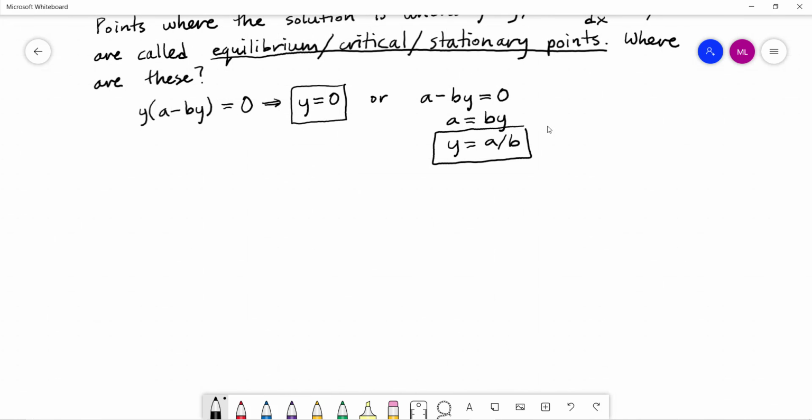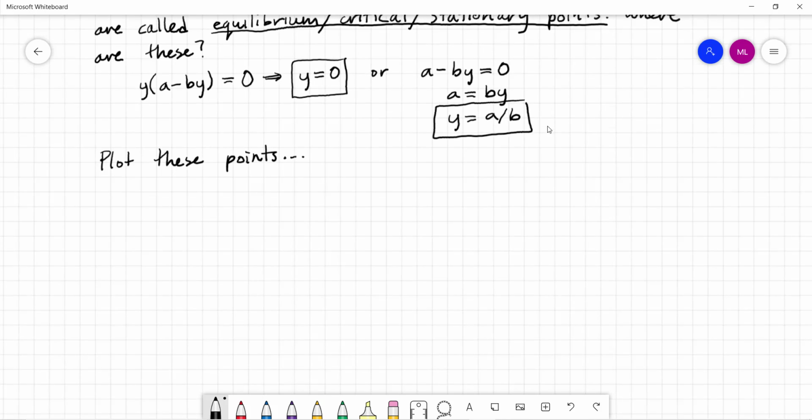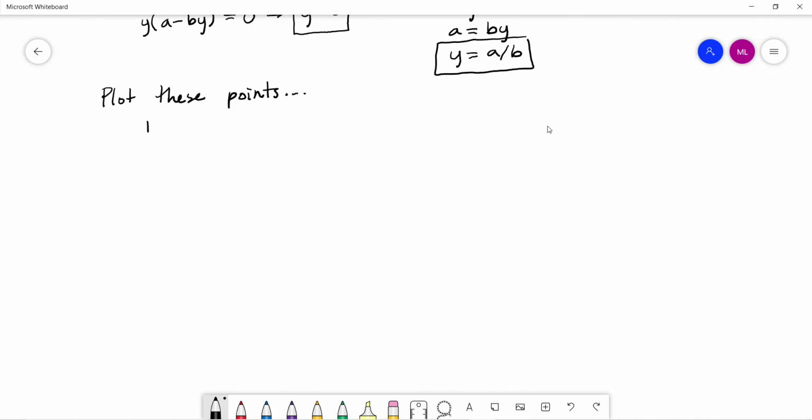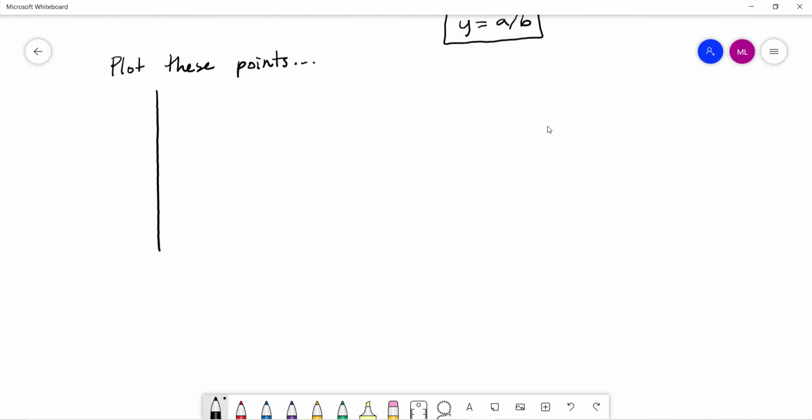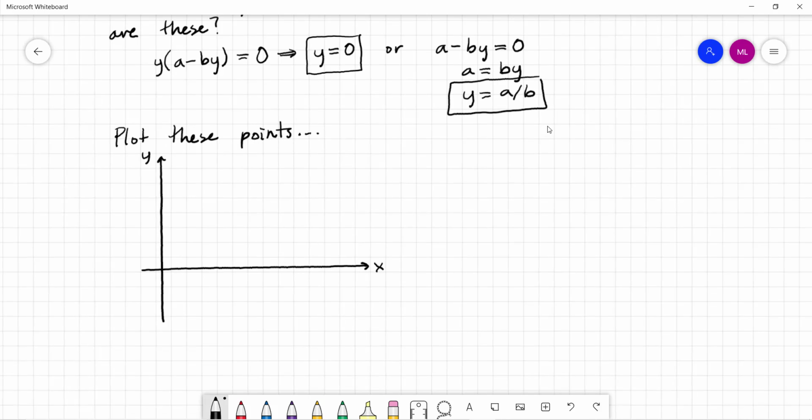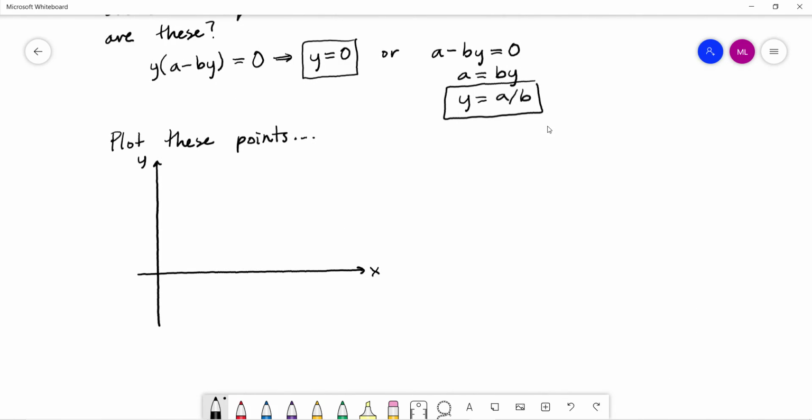So if we plot these points, we can start to get a sense of what the solution is going to look like. Let me get a graph again. I'm going to have my vertical axis here. In fact, I can cheat a little bit. I'm going to do this horizontal axis closer to the bottom. So there's my x-axis and my y-axis. One of those critical points we just said was y equals 0. I'll draw it kind of big so we can see it.